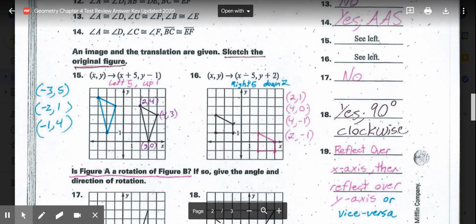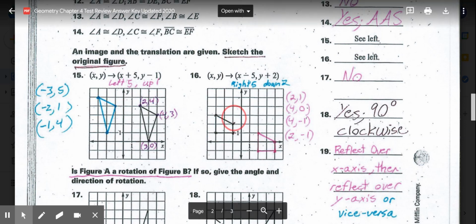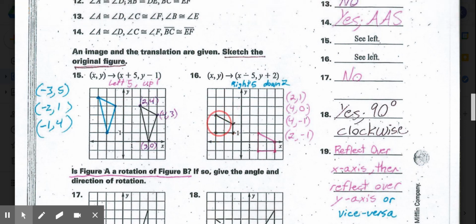And then in 16, the original translation is subtracting 5, meaning left 5. So when we're going in reverse, we're going to go right 5. And the original translation was up 2. So going back to the original, we're going to go down 2. So we're going to take each point and move it right 5, down 2. So this figure here gets moved right 5 and down 2. So it should end up right here with these as your new coordinates.